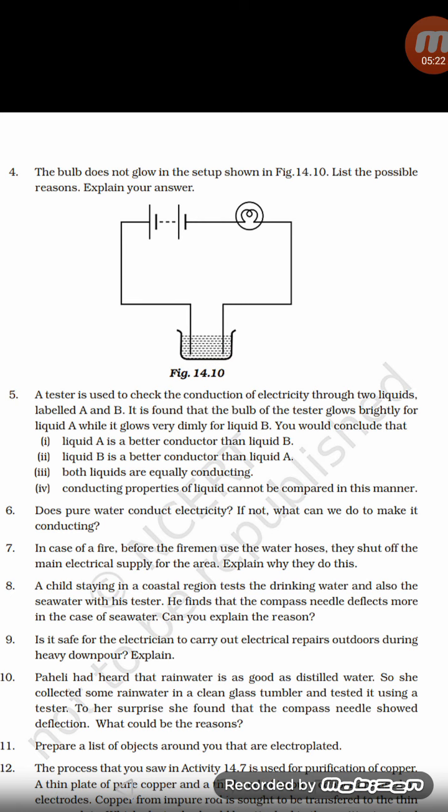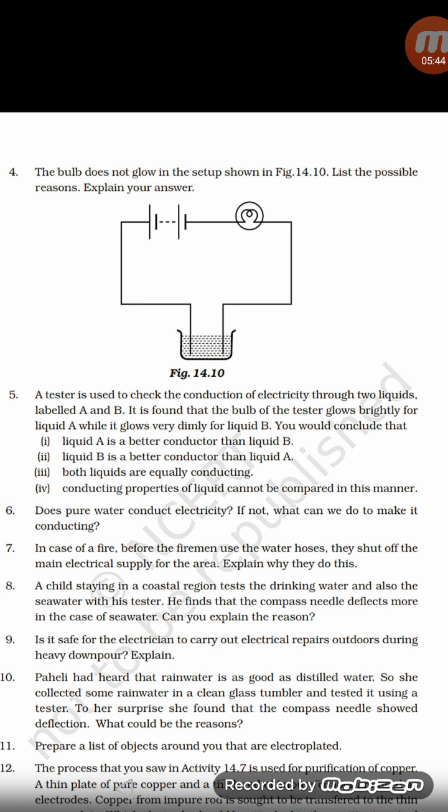So due to the presence of more salt in sea water, more ions will be produced, and due to the production of more ions, the magnetic compass will deflect more, because more current will pass through this sea water solution. So due to more electric current through the sea water, more deflection will be produced in the compass needle.